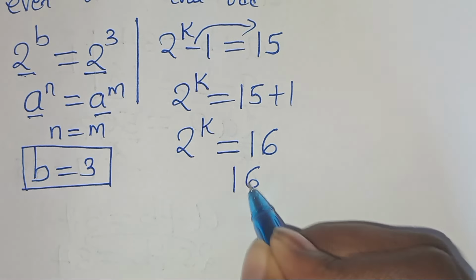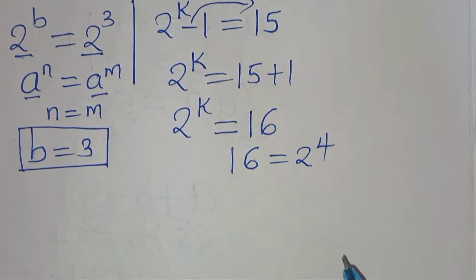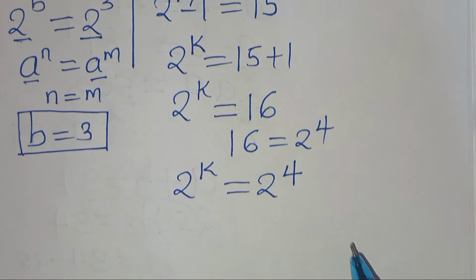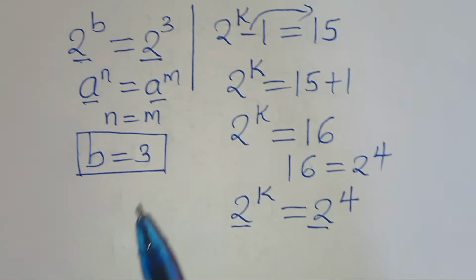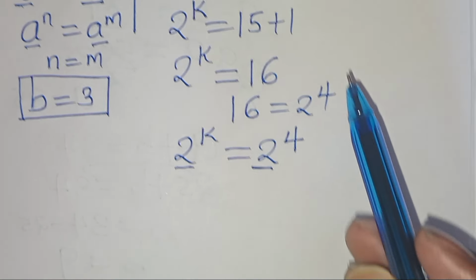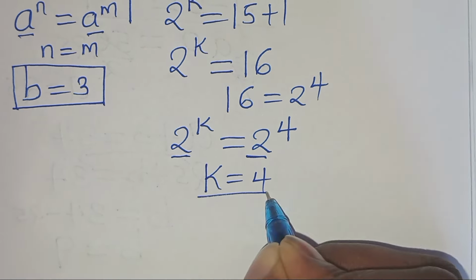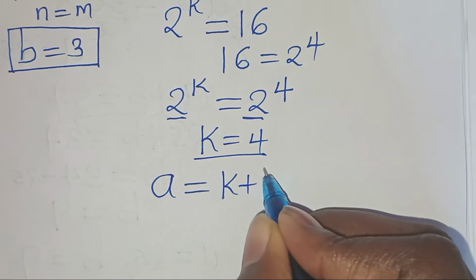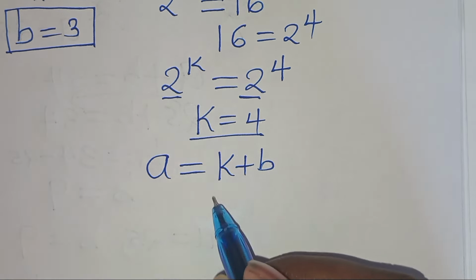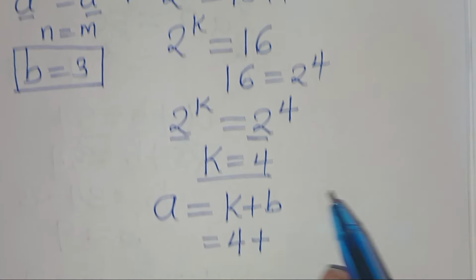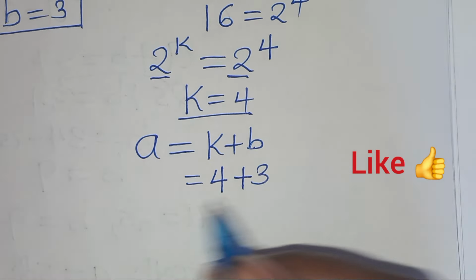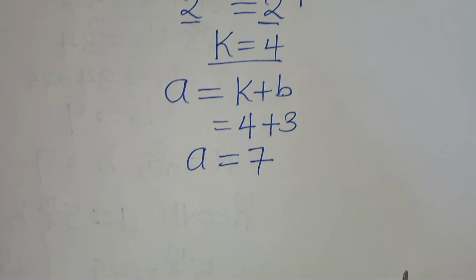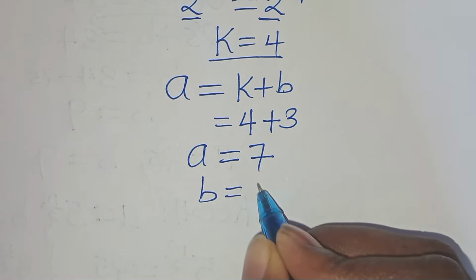We can express 16 basically as 2 to the power of 4. So this implies that here we have 2 to the power of k. This is equal to 2 to the power of 4. Again, you can see the bases are common here. So let's apply this exponent property here. And now we have that k is equal to 4. So we can solve for a. Remember, a is equal to k plus b. So let's substitute the value of k, which is actually equal to 4, then plus b, which is equal to 3. And this implies that a is equal to 4 plus 3, and this is equal to 7. So we have the value of a equal to 7, and we have the value of b equal to 3.